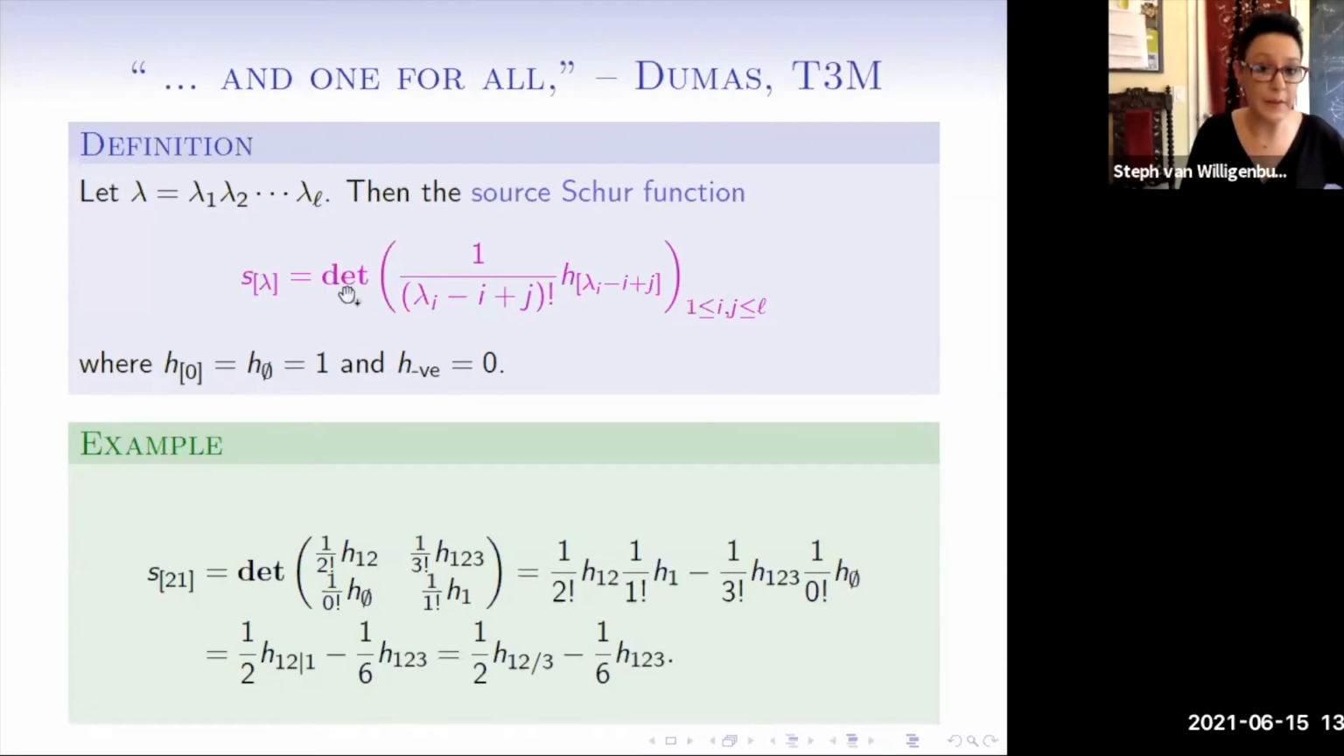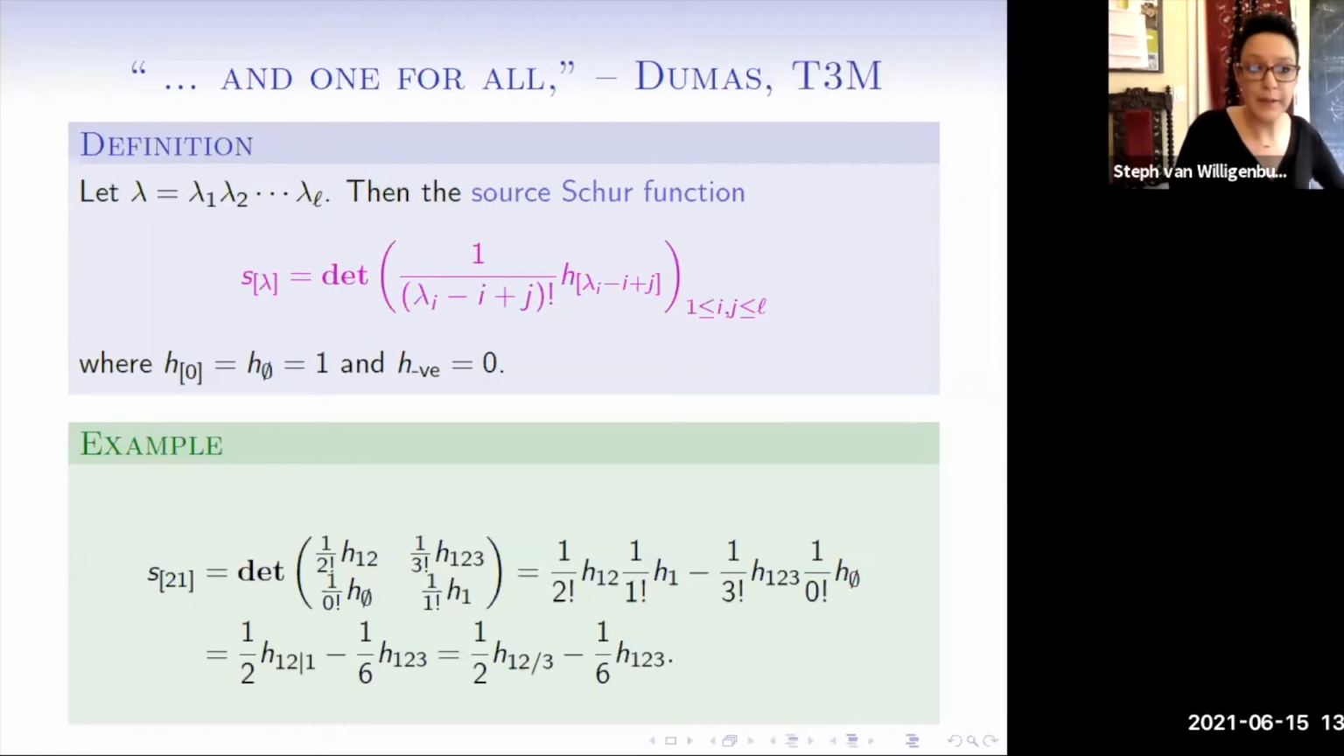And so with that in mind, the source Schur function is going to be S lambda, which is going to be the non-commutative determinant of our complete homogeneous symmetric function in NC-Sym, indexed by 1 up to lambda i minus i plus j, along with a coefficient 1 over (lambda i minus i plus j) factorial. So let's have a look at an example.